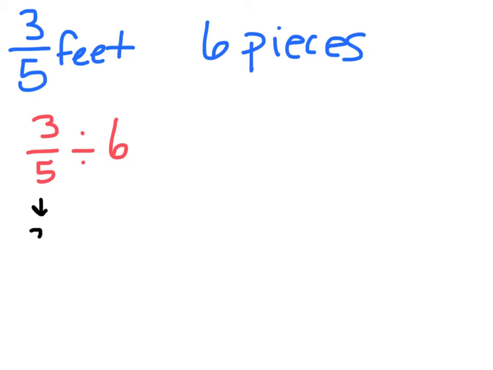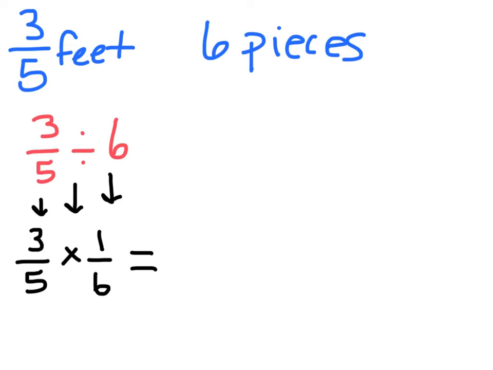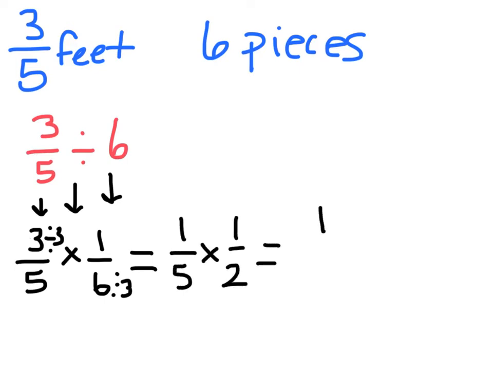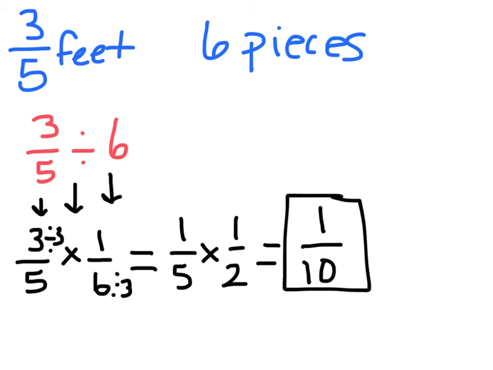It sends our original fraction down as 3/5, as is, nothing changes. Our division sign becomes a multiplication sign. And 6/1 becomes 1/6. It turns into its reciprocal. Now, we multiply. We can cross-reduce by 3, giving us 1/5 times 1/2, and then we solve: 1/10. So each of the 6 pieces of wire is 1/10 of a foot long.